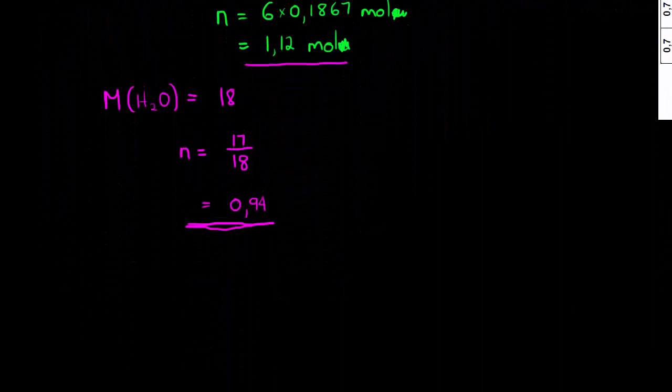The number of moles of water being used is 0.94. So the moles of dihydrogen sulfide is half of that. Half of 0.94 is 0.47.